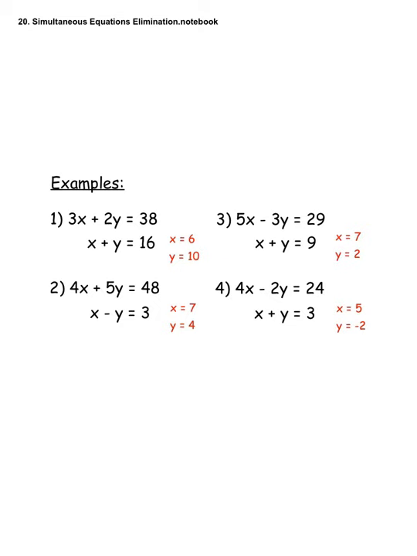Okay, so here's your answers. For the first one, you should have got that x is equal to 6 and y is equal to 10. For the second one, x is equal to 7 and y is equal to 4. For the third one, x is equal to 7 and y is equal to 2. And for the fourth one, x is equal to 5 and y is equal to negative 2.